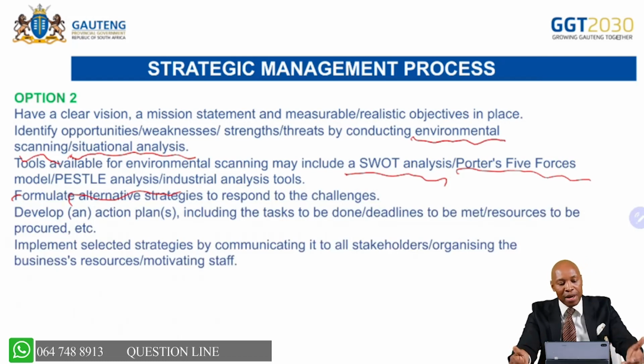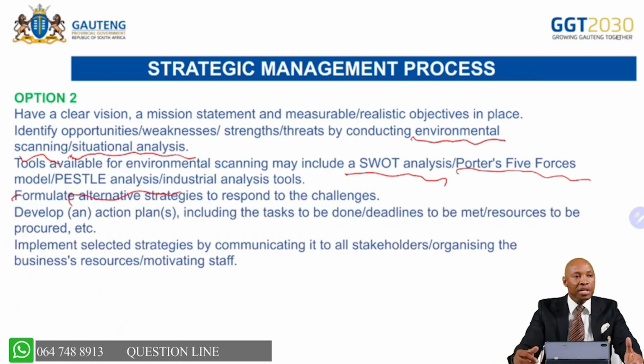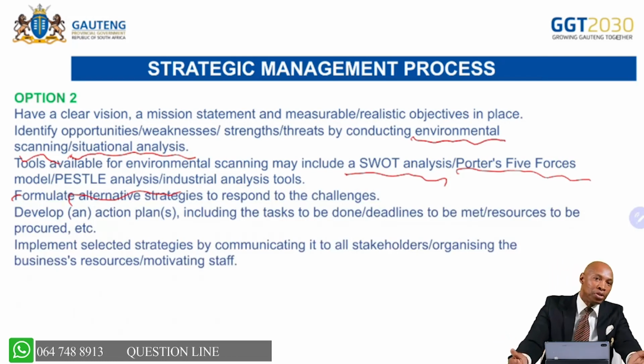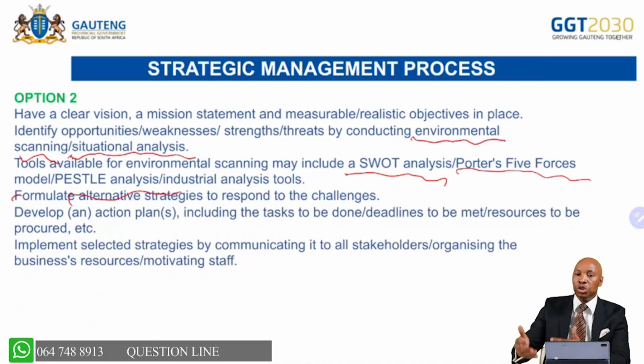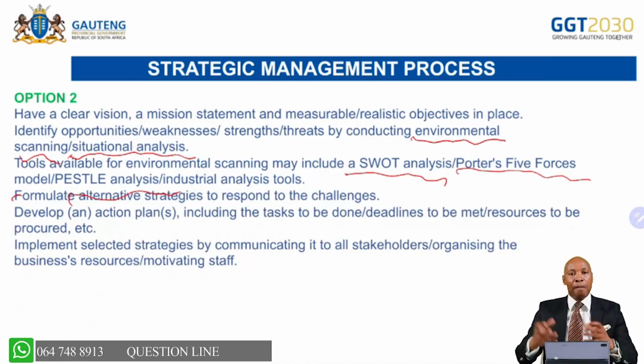Then you implement the selected strategy. How? By communicating it to all the stakeholders. Now, who are the stakeholders in the business? It could be the shareholders, it could be the board of directors. It could be the employees as well. Then you tell them, this is how we are going to do things, so that they are part of the strategy that you have chosen.